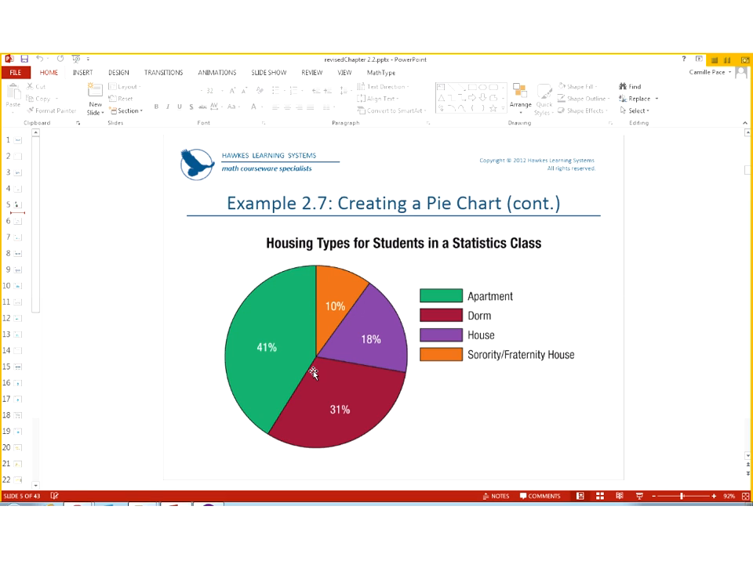We use technology nowadays to do this for us. You can make pie graphs in Excel, you can make them in Minitab, you can make them in all sorts of things. And if you see here, they converted the relative frequencies to percentages. So it says for apartment, it's 41%, because remember, 20 over 49 is 41%. So the green is apartment, the yellow is sorority fraternity house, the purple is just for the regular house, and the reddish pink is dorm.